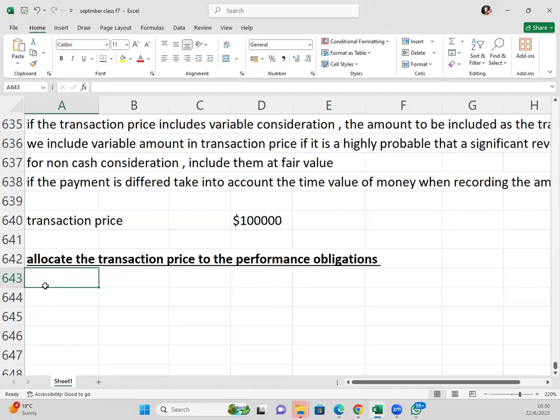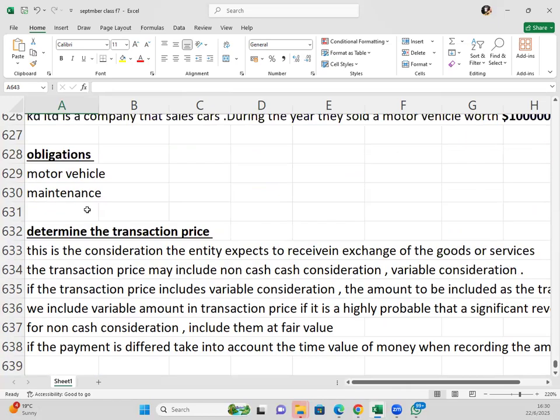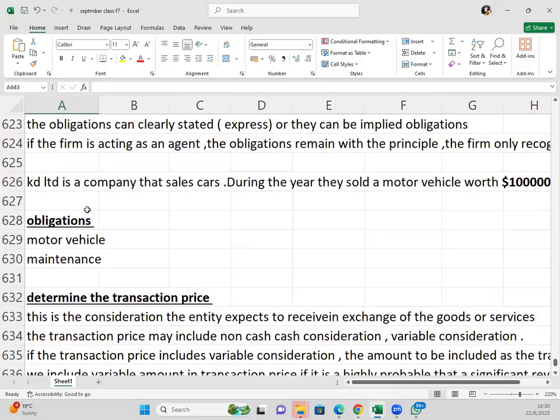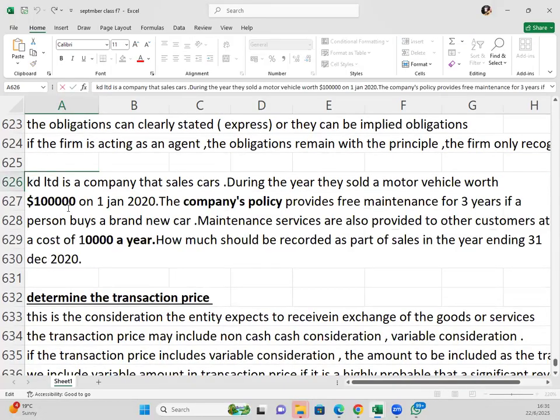But in that 100,000, they have paid for maintenance and they have paid for the vehicle. Of course, to them, the maintenance is free. But to the organization, if someone is buying maintenance alone, we are charging them 10,000 a year. So maintenance is not for free to us. But to the customer, we've given the option that if you buy a brand new one, we give you maintenance for free.